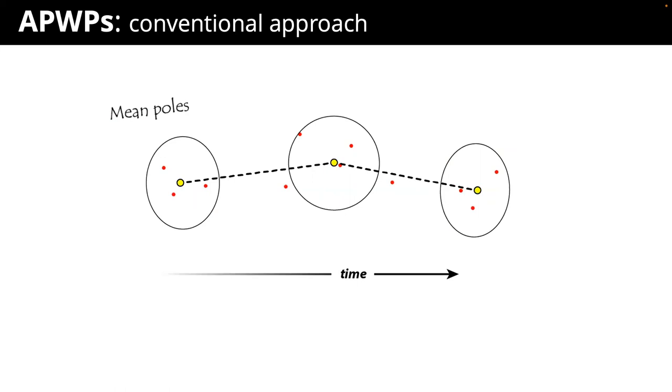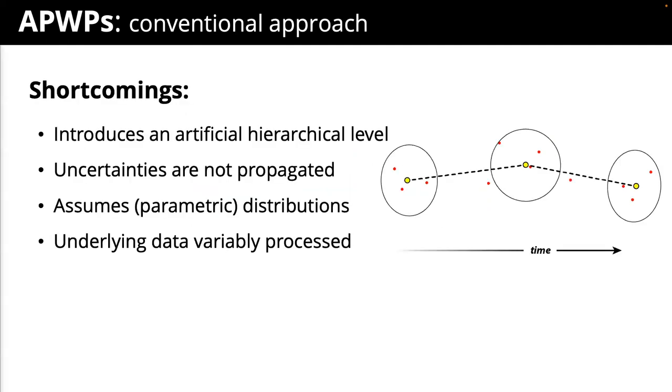So now we have an apparent polar wander path showing us the apparent motion of the geomagnetic pole from the perspective of some stationary continent. Okay, so there's a number of significant shortcomings with this approach, some of which Dawei already touched upon, which I'll now repeat. So first of all, we're introducing an artificial hierarchical level. So Dawei talked quite a bit about this.